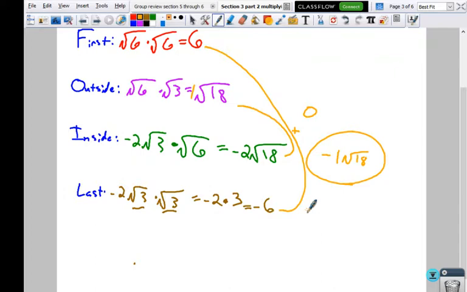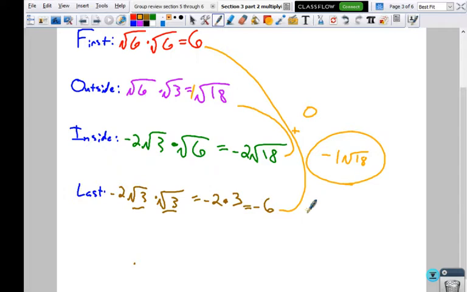We're going to keep going over these because they're a long process. They're a lot different than the regular foil, right? So we're going to keep going over it. Wait, how'd you get that? 1 square root 18 plus negative 2 square root 18 is negative 1. 1 plus negative 2 is negative 1.